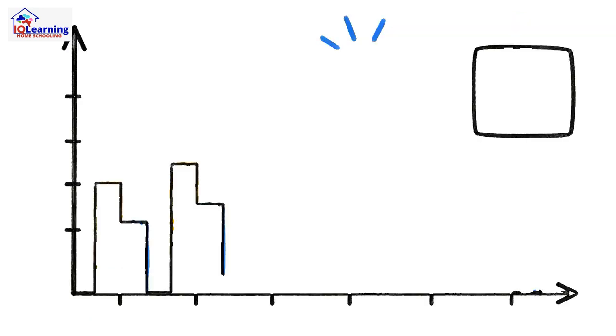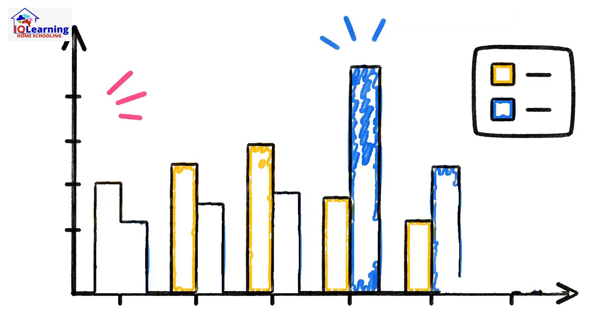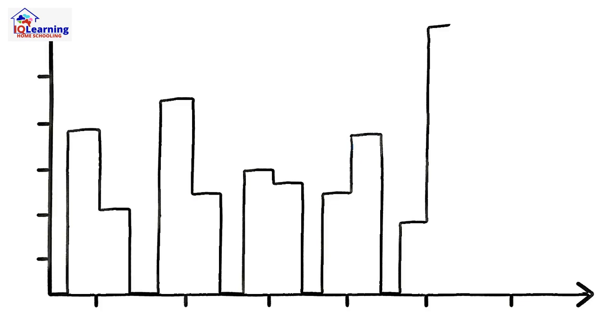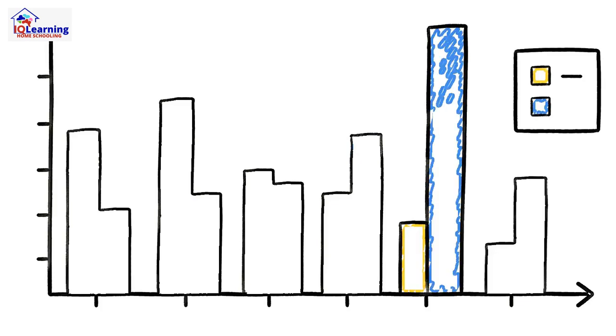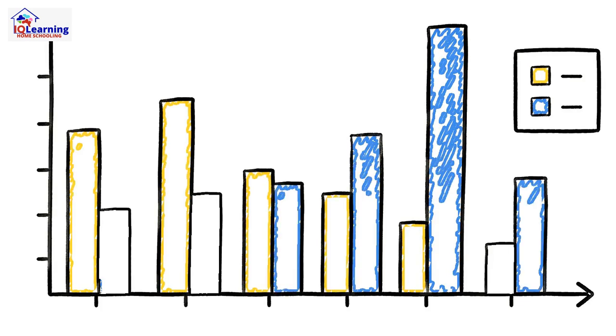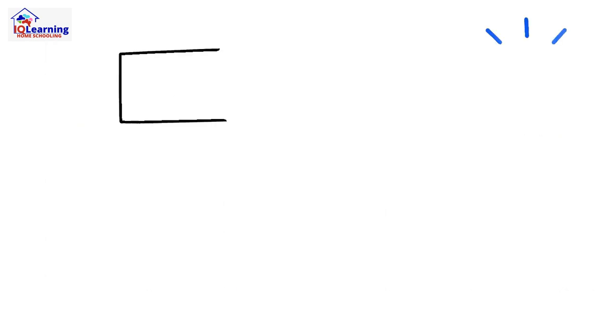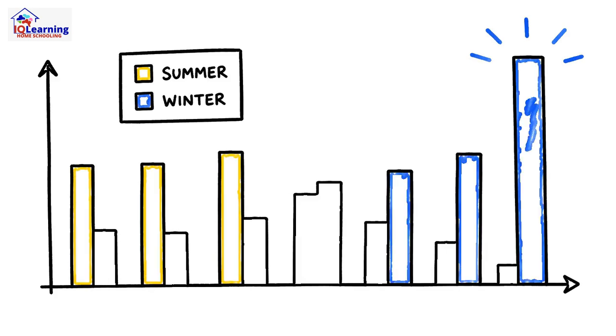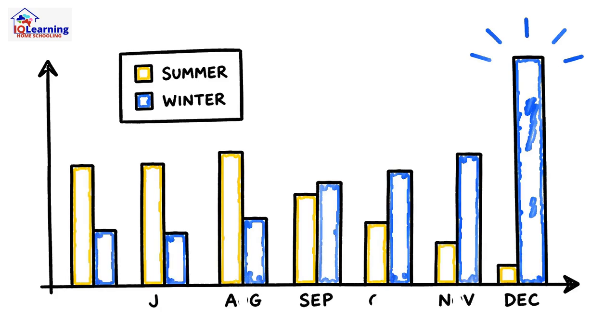But what if you need to compare two groups instantly? That's where a dual bar chart comes in. Imagine you're tracking umbrella sales. You might use yellow bars for summer and blue bars for winter. The legend tells you which is which. If the blue bar for December is massive, you know immediately that winter sales are much higher. You're comparing two stories side by side in a single glance.